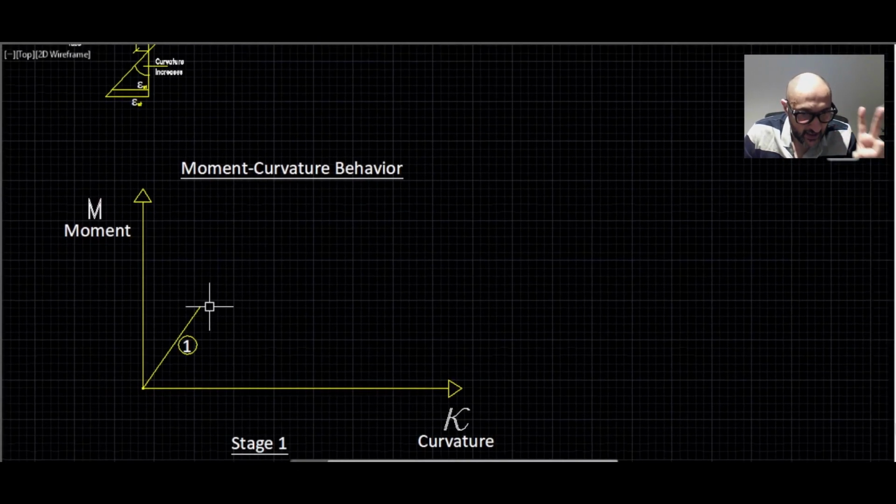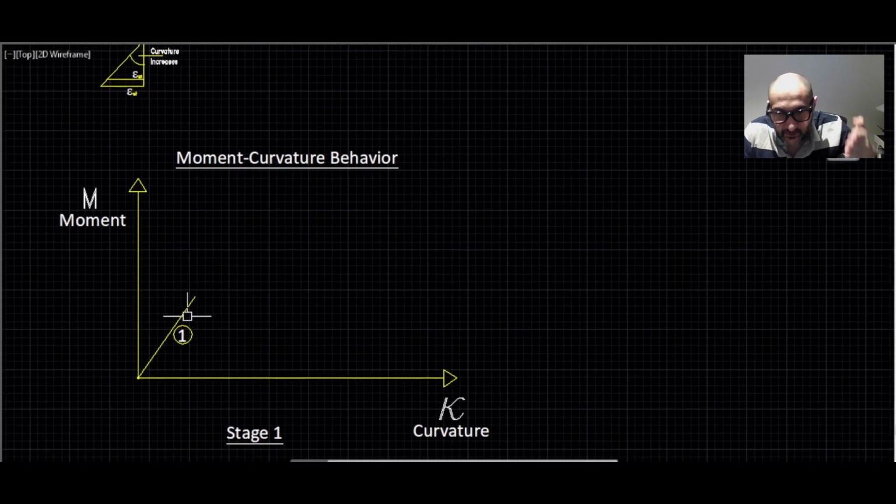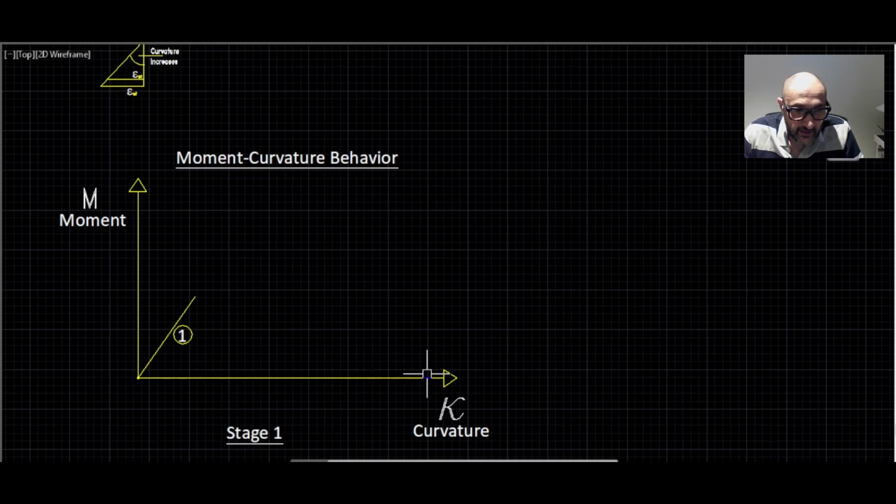Okay, so here we have two axes. On the vertical axis, we have the moment value, and on the horizontal axis, we have the curvature. Now let's look at the beam's response to the loading at every stage. Before any load is applied, obviously, we have no moment, and therefore curvature is zero.